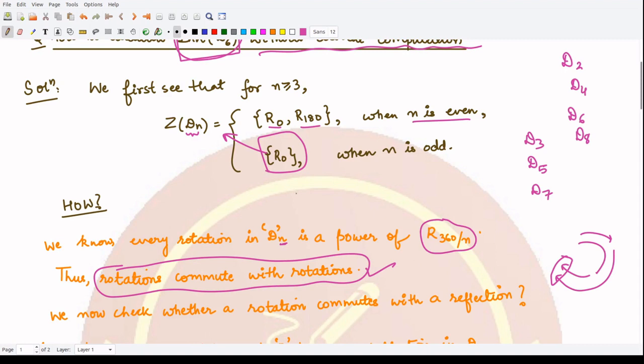In the dihedral group we have two kinds of elements: reflections and rotations. For rotations we are clear they commute with each other. What about reflections? Do they commute with each other? And what about reflections with rotations? Do they commute with each other? We wanted to know which elements commute with all the other elements here. Rotations commute with rotations. Does a rotation commute with reflections as well?